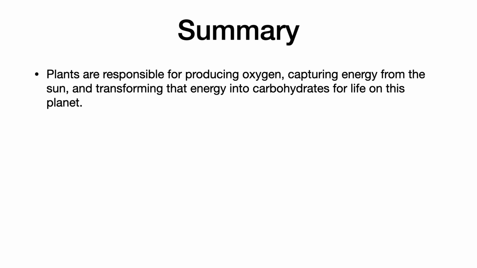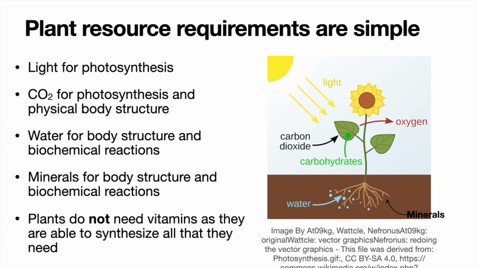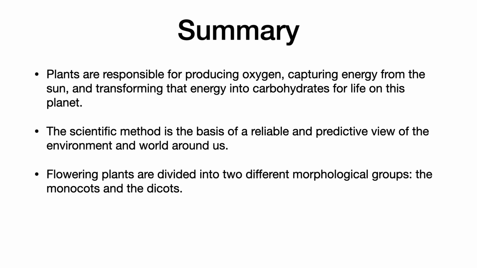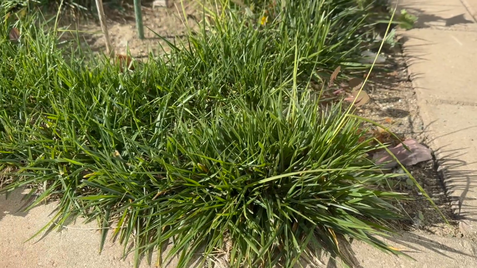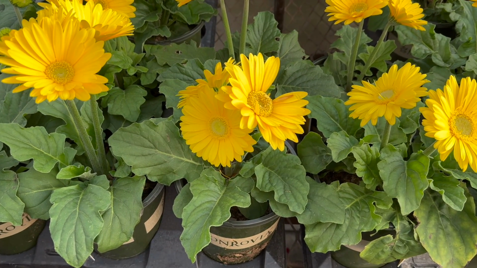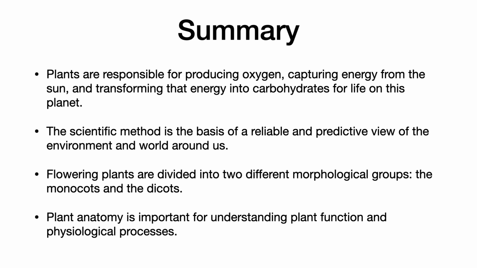So in summary, plants are responsible for producing oxygen, capturing energy from the sun and transforming that light energy into carbohydrates for life on this planet. The scientific method is the basis of a reliable and predictive view of the environment and the world around us. Flowering plants are divided into two different morphological groups, the monocots and the dicots. And plant anatomy is important for understanding plant function and physiological processes. Well, that's it. That's the end of this lecture.